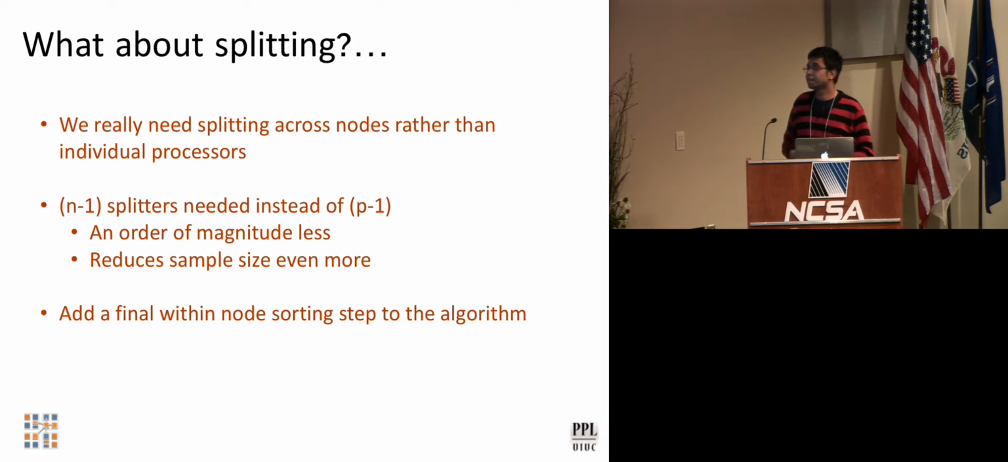So what about splitting? If you use the previous optimization, you will realize that we only need splitting across nodes. That's because if you look at a key, you only need to figure out which node to send it to, and not which core or which PE to send it to. You really need to find which node to send it to. And so you need only n-1 splitters, and that further reduces the sample size by an order of magnitude. So the splitter determination phase is really small now.